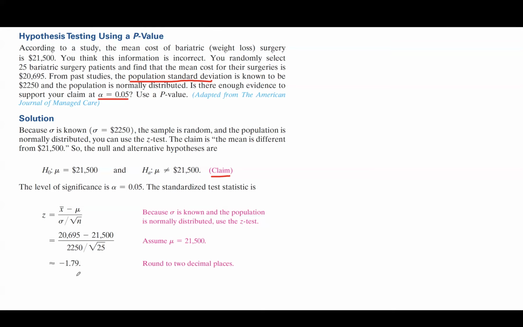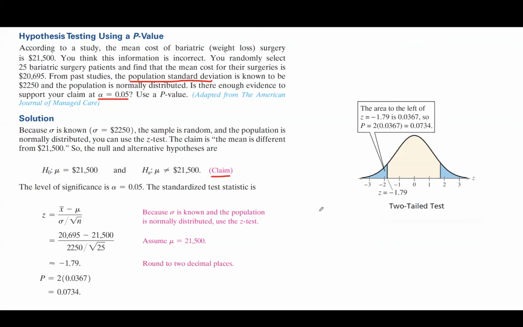The question is, what is the p-value? So now that we have our z, we can calculate the p-value. P-value is 2 times 0.0367, or 0.0734. So p-value is going to be the multiplication of 2 by one of these areas, or adding these two areas together. Because you have a two-tail test, it means that half of the p-value is on the left, the other half is on the right.